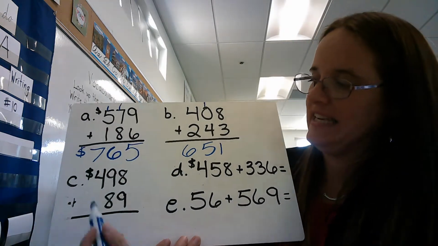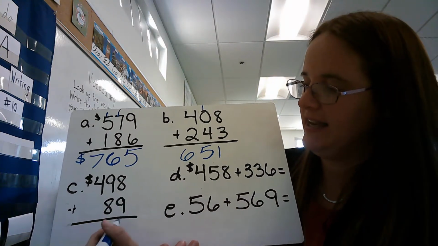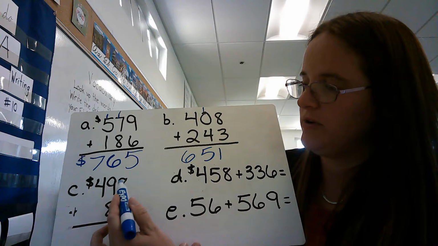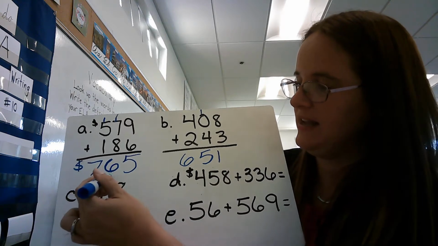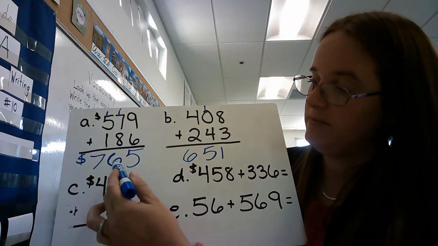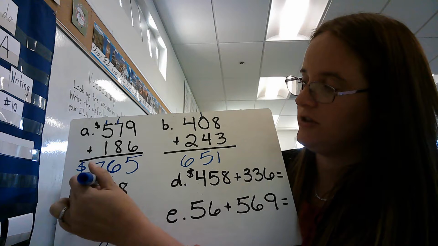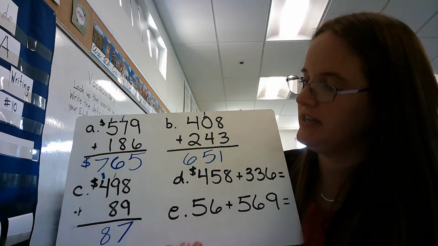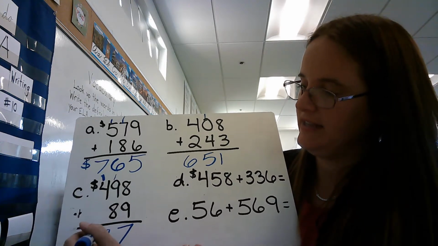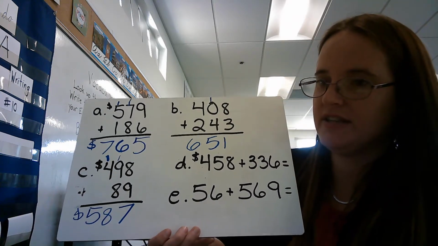Take a look at C, 498 plus 89. 8 plus 9, use that nines trick. Take 1 away from the 8 to make a 10. And then I have 7 left. 9 plus 1 is 10, plus 8 is 18. So I'm going to trade 10 of those for 100. And then 4 plus 1 is 5, and this is money, so $587.